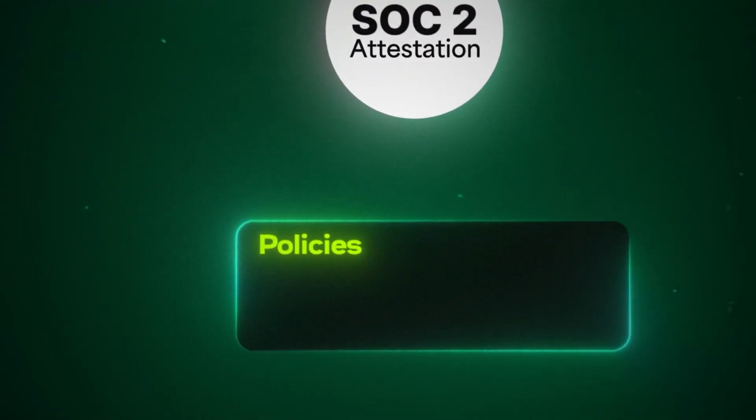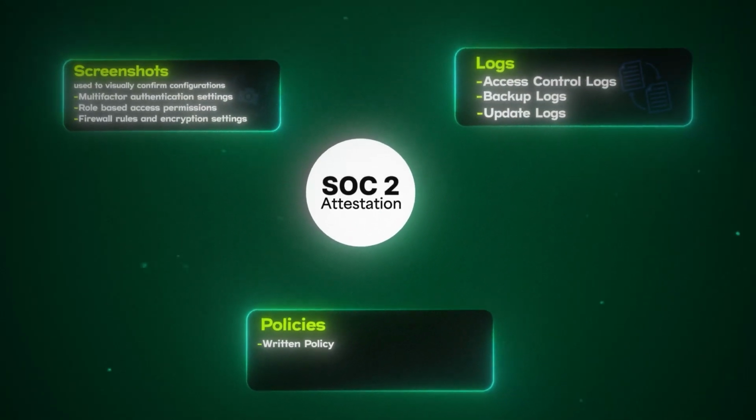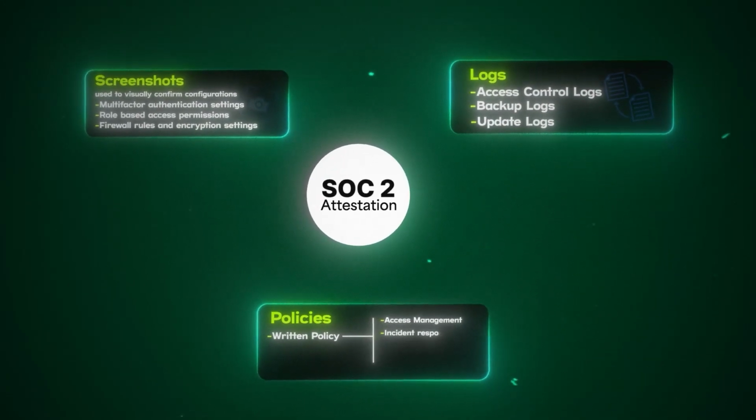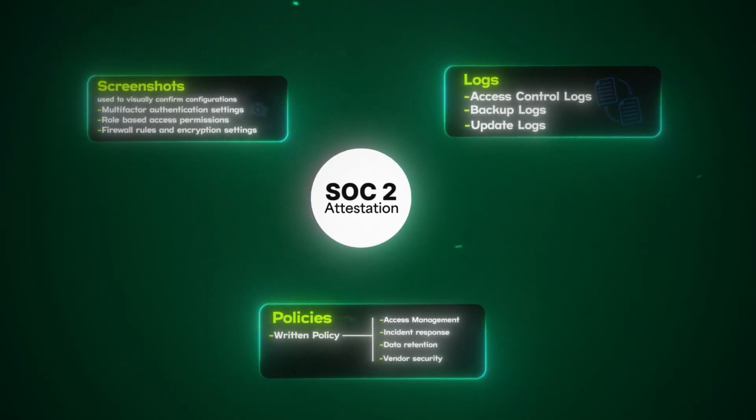The third is policies, right? So written policies that define security, operations, and compliance rules. And examples of this are the policies we just discussed. So access management, incident response, data retention, vendor security. These should be signed, dated, and regularly updated.